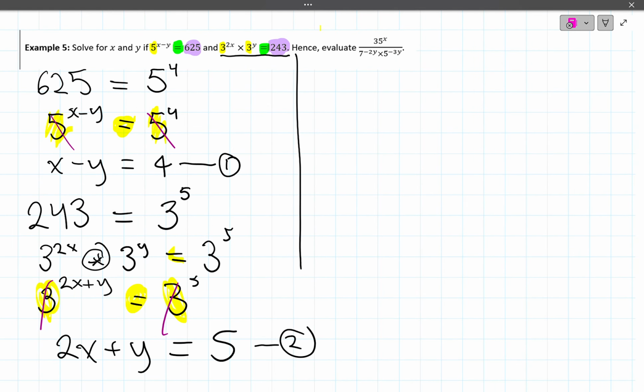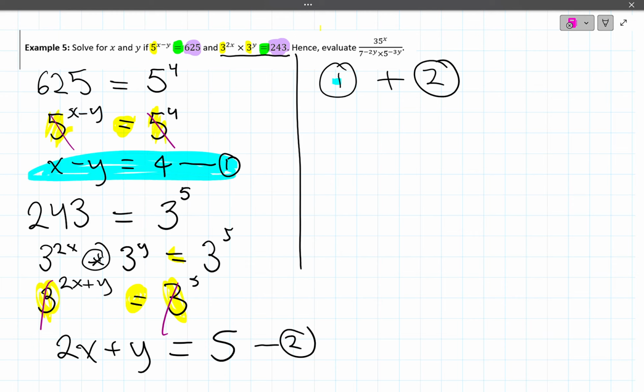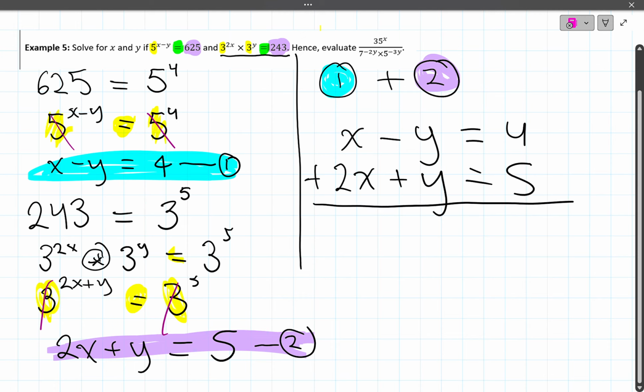I might take those up on this side. So what I'm going to do, I'm going to add them. Let's add equation 1 plus equation 2. Equation 1 is here, and equation 2, how about purple? There it is there. And I've got x minus y equals 4. I'm going to add that to 2x plus y equals 5.